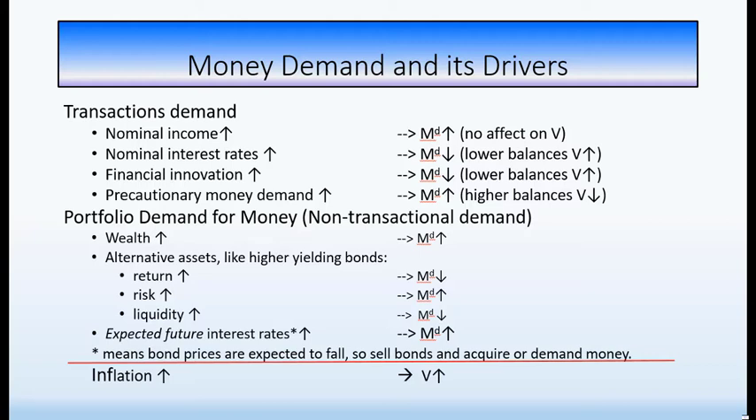Now, when you have lower balances in your checking account, all else being equal, it's going to imply that your velocity of money is going up. You have lower balances, and you're going to have to turn that over more frequently. Now, the next item in transactions demand is financial innovation. We normally think of financial innovation as growing over time, increasing, so it makes sense we have an up arrow here.